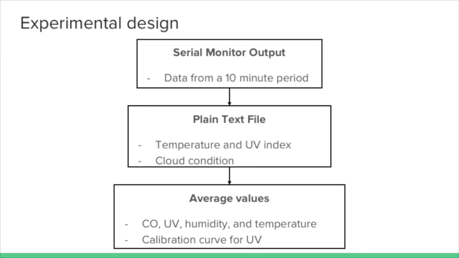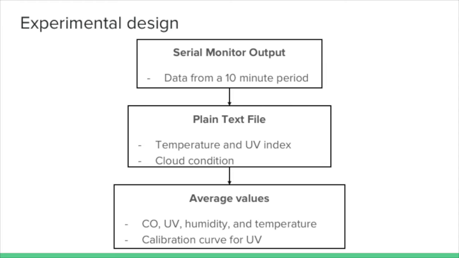The temperature and UV index shown on the UVImate app were also recorded, along with the cloud conditions. The data output onto the Arduino serial monitor was copied into a plain text file. Then, a Python script was used to turn the file into a format that could be easily read by MATLAB. Using MATLAB, the averages for the carbon monoxide, UV, temperature, and humidity values were found and put into a spreadsheet.